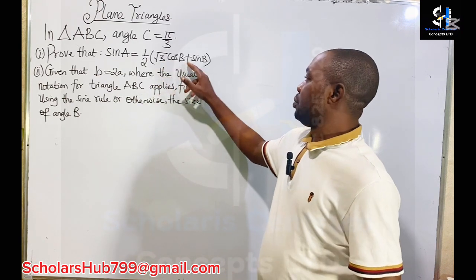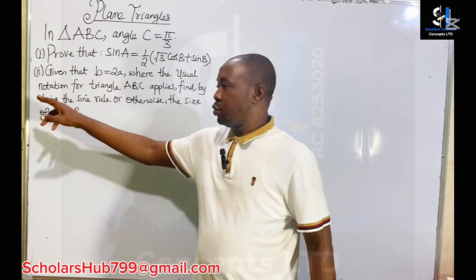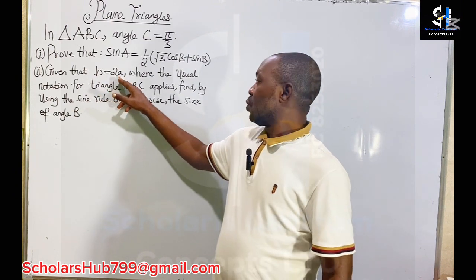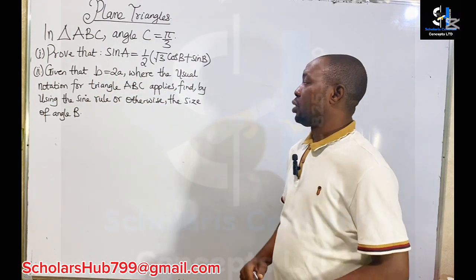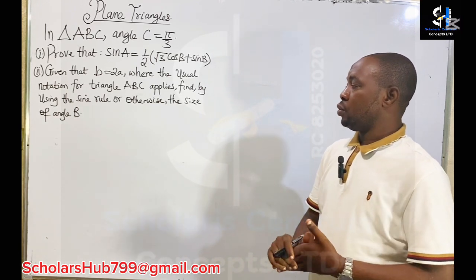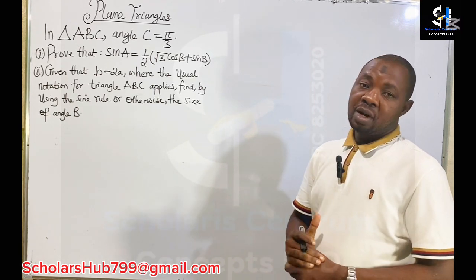3 cos B plus sine B). Roman numeral 2. Given that side B equals 2 side A, where the usual notation for triangle ABC applies, find by using the sine rule or otherwise the size of angle B.